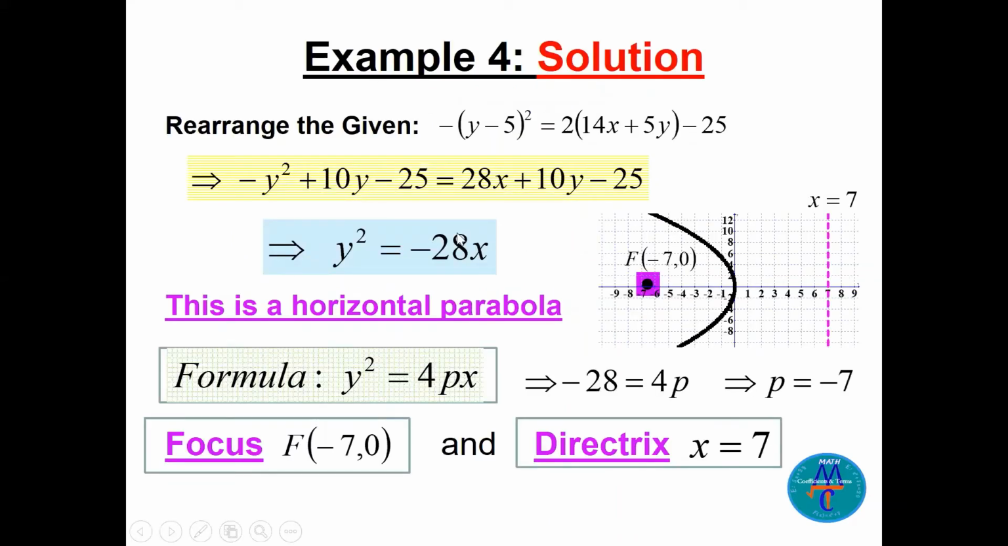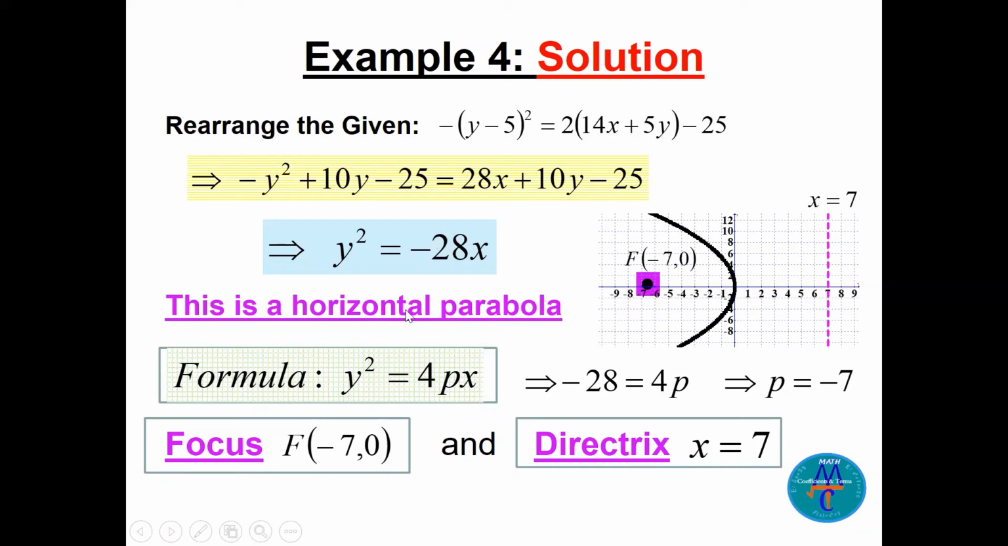So I expand here y, and then this (y − 5) squared, y squared minus 10y plus 25, becomes minus y squared plus 10y, because there's a minus in the middle here with this minus, and here we have plus 25 with this minus outside becomes minus 25. This is 28x plus 10y minus 25. Simplify everything until you get y squared equals minus 28x.